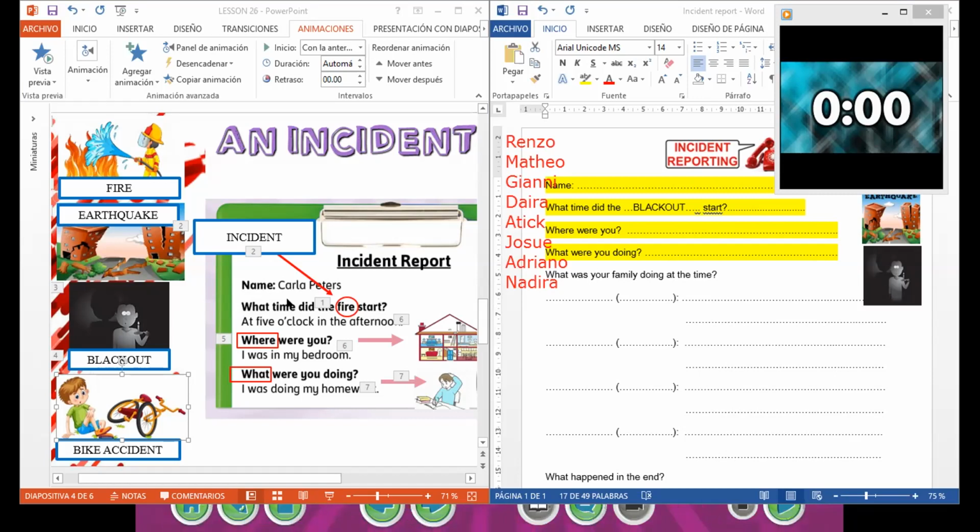Please, only read. No tienes que tomarte mucho tiempo leerlo, por favor. Eso significa que no has escrito nada, Renzo, que recién estás poniendo todo. Tú solo lees lo que has escrito. Name, Renzo Espinosa. What time did the fire start? At 3 o'clock in the afternoon. Only read your information. Mateo, please.